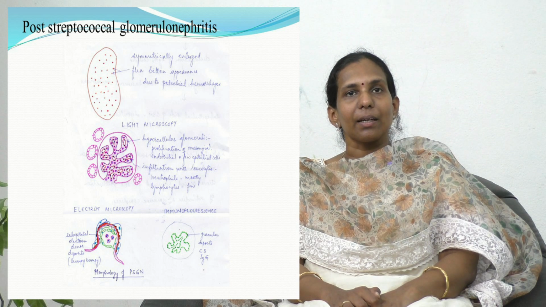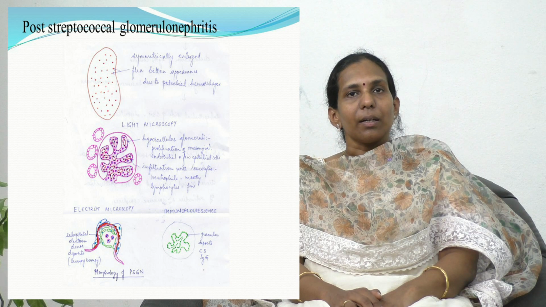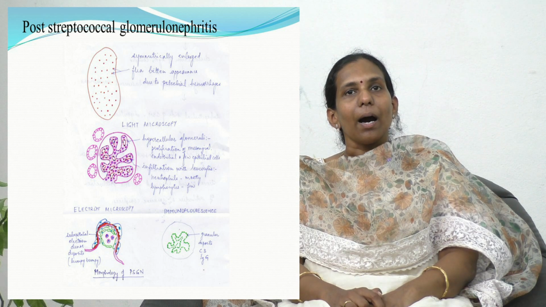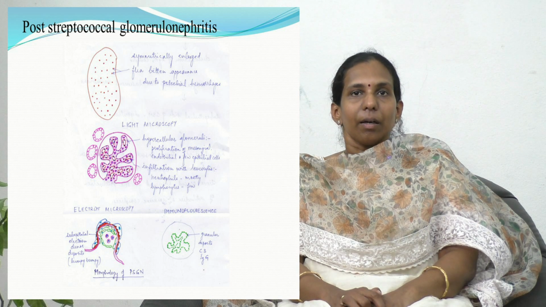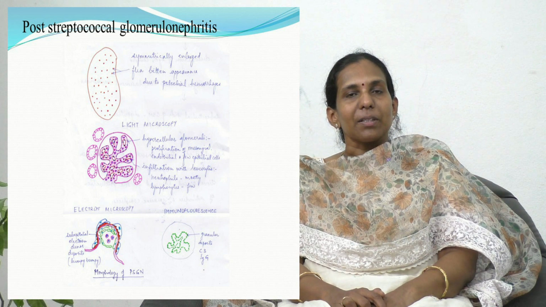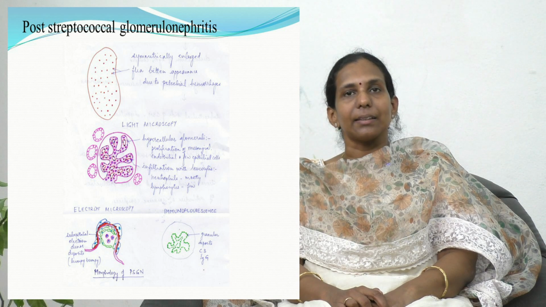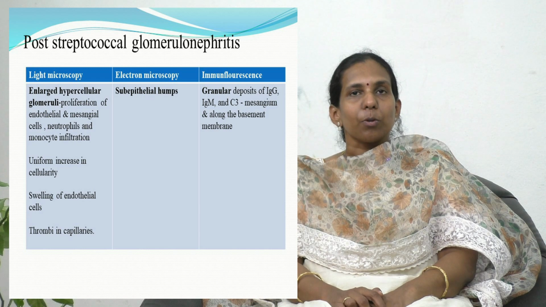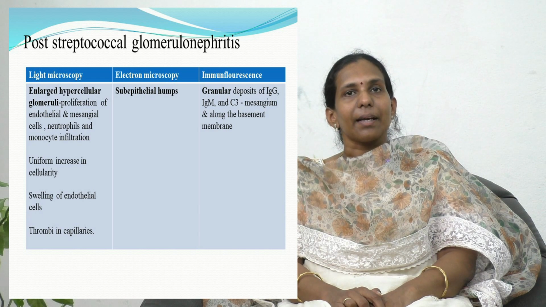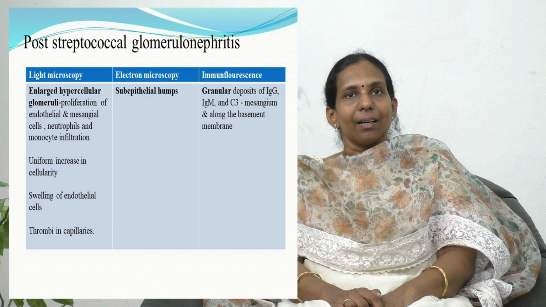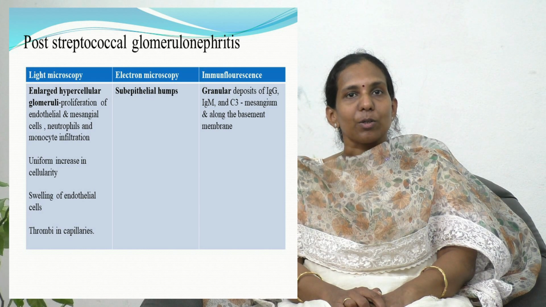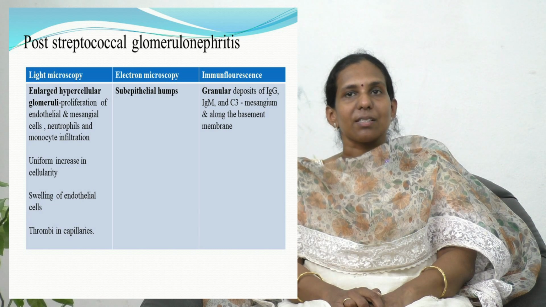Gross shows petechial hemorrhages. Light microscopy will show hypercellular glomeruli. Electron microscopy will show subepithelial deposits called humps. Finally, immunofluorescence shows granular deposits of IgG, IgA and C3. These are the post-streptococcal glomerulonephritis light microscopy features, electron microscopy and immunofluorescence features.